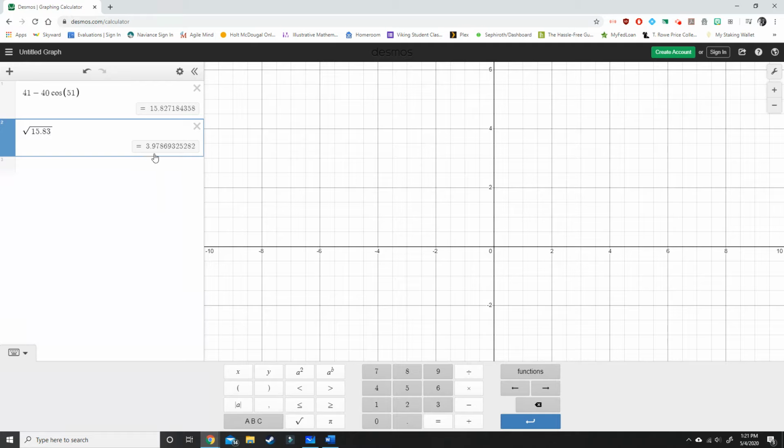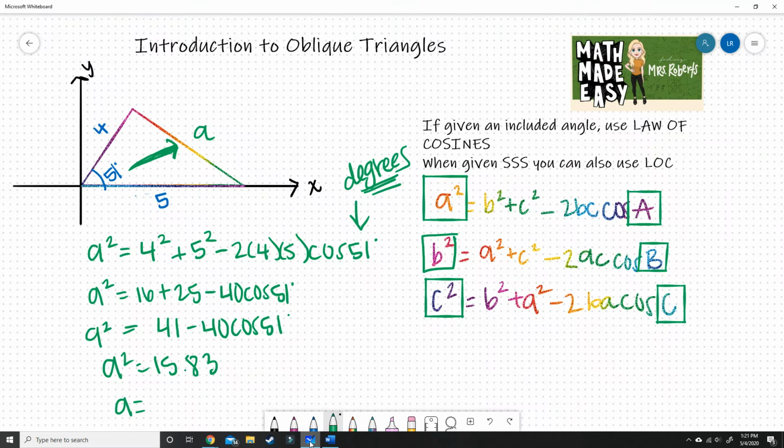And we get approximately, let's say, 4.0 or 3.98. That's whatever units. We just solve for a. We just found that this side length is approximately 3.98. So the law of cosines allows you to find the side length of something that is not a right triangle.